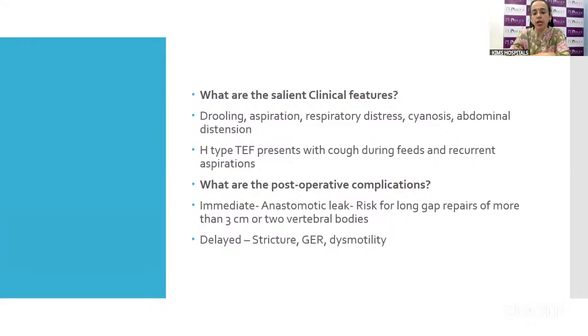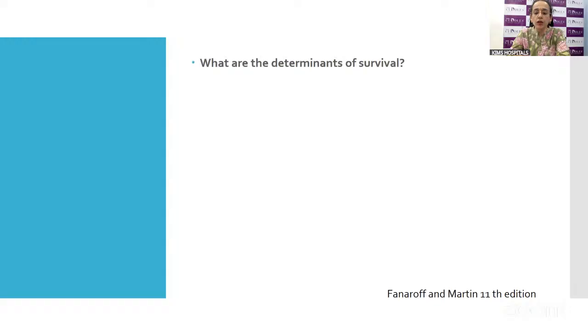Post-operative complications: the immediate complication is anastomotic leak, with risk higher for long gap repairs of more than 3 centimeters or 2 vertebral bodies. So the leak is common with the long gap repairs, and the delayed complications are stricture, GER, and dysmotility. So these are the complications which we should note down, and we should counsel the parents for the same.